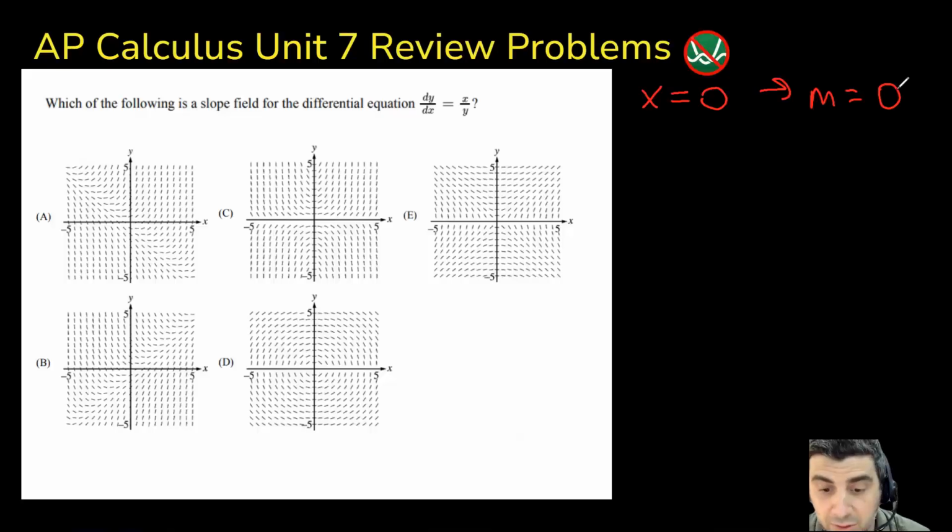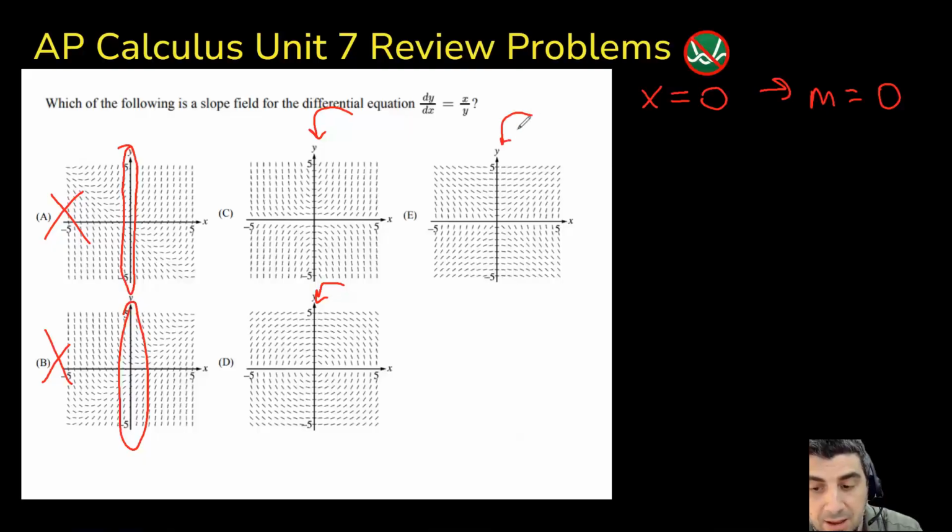So the line x equals 0 is a vertical line going through the origin. Well, if you look at this graph, that vertical line going through the origin does not have horizontal tick marks. So the slopes are not 0 there. So it's not that one. If you look at choice B, similar thing. Not going to be that one. If you look at choice C, D, and E, they all have slopes of 0 along the line x equals 0. So those three are candidates so far.